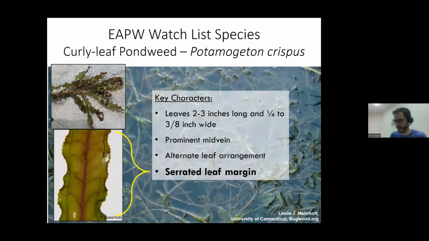So moving on to our next species, curly leaf pondweed. Curly leaf pondweed has ribbon-like, strap-like leaves that are 2 to 3 inches long and 1/4 to 3/8 inch wide. They have a very prominent midvein, and you can see that in this zoomed in picture here. The leaves are alternate on the stem.